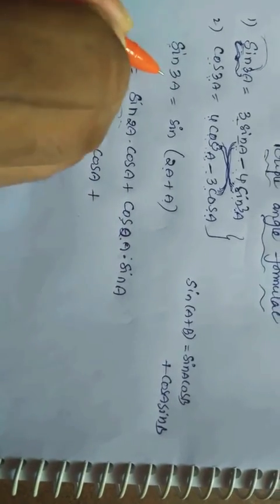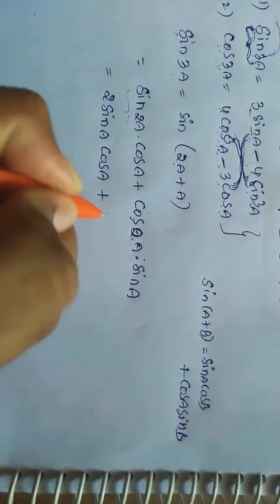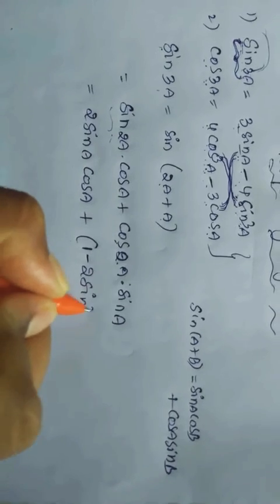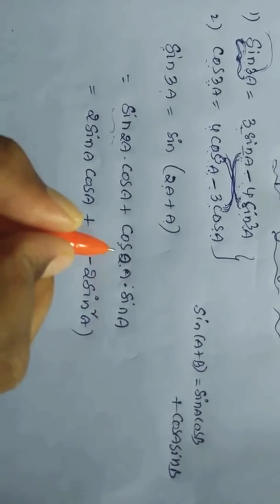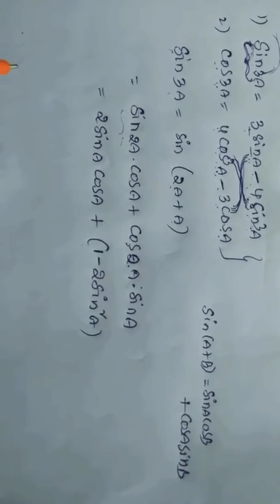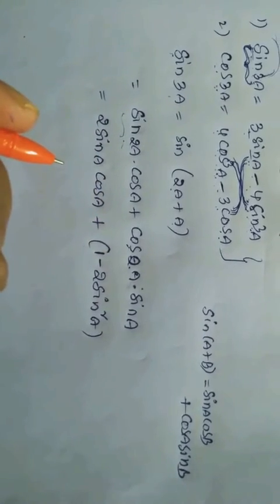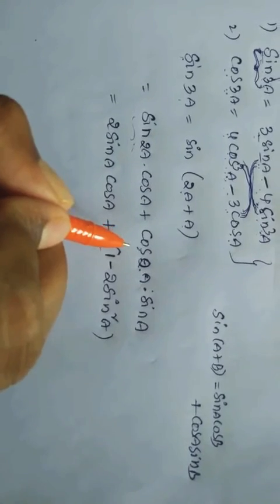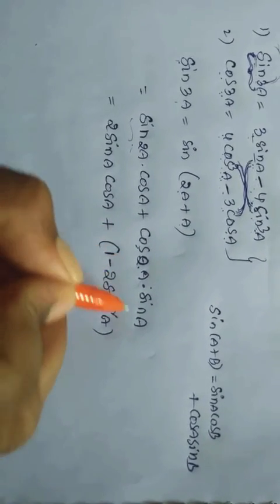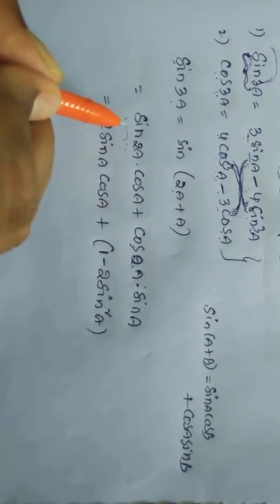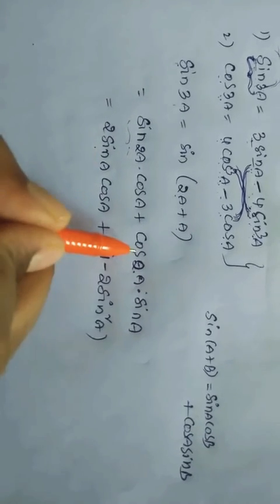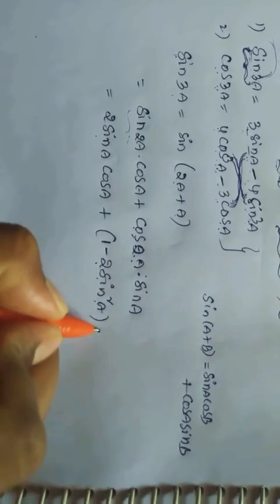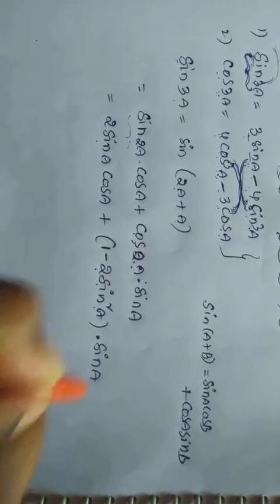Now once again, we write sin 2A as 2 sin A cos A, plus cos 2A. Here we are going to find sin 3A. So cos 2A we can write as 1 minus 2 sin square A. Cos 2A has three formulas: cos square A minus sin square A, 1 minus 2 sin square A, 2 cos square A minus 1. But here we have to derive the entire function in terms of sin. So only cos 2A we write as 1 minus 2 sin square A, into sin A.